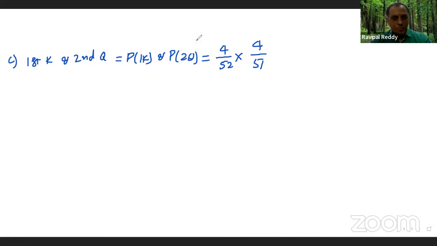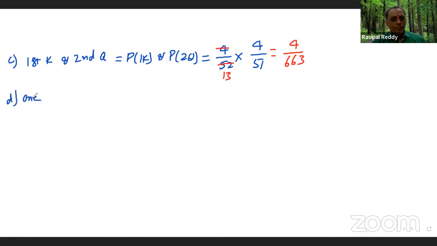Simplify the values. 4 ones 4, 4 13s 52. Now there is no common factor. 1 into 4 is 4 by 13 into 51. What is 13 into 51? 13 5s are 65. 13 into 50 is 650, plus 13 1s is 13, so 650 plus 13 is 663. So first card king, second card queen, the probability is equal to 4 by 663.